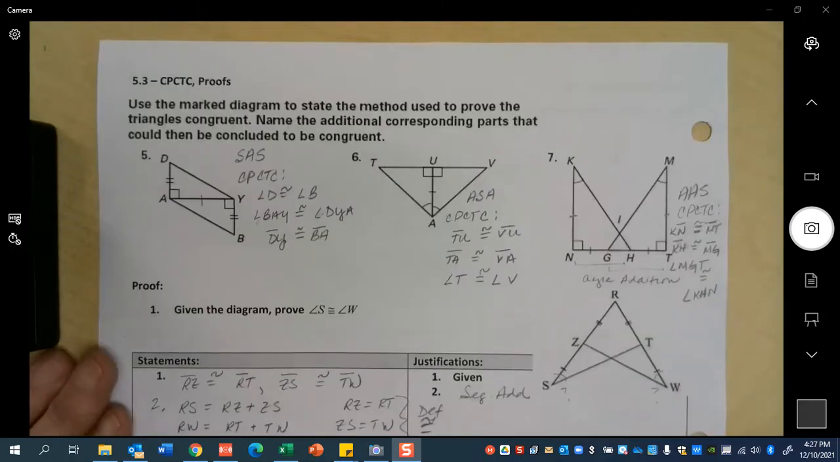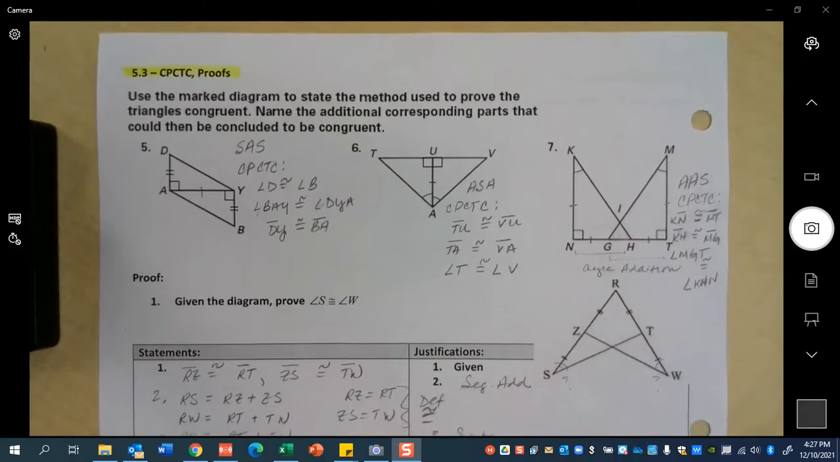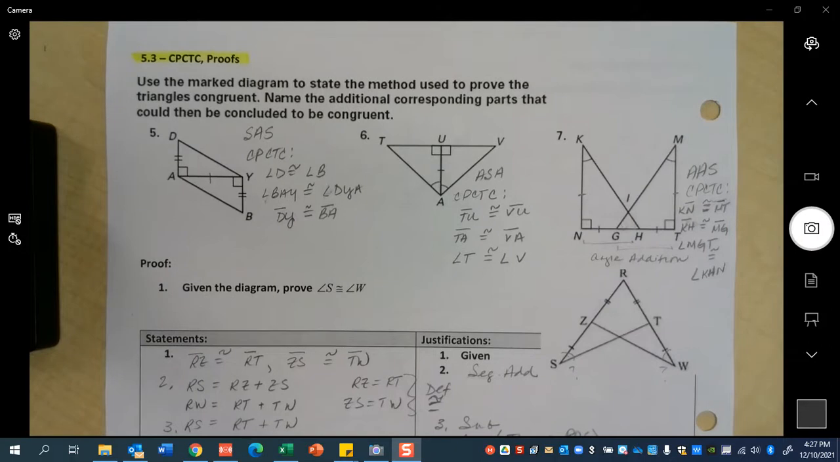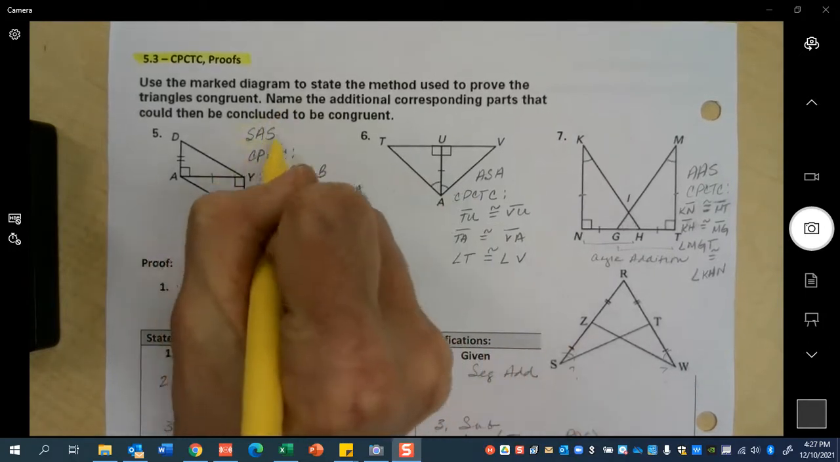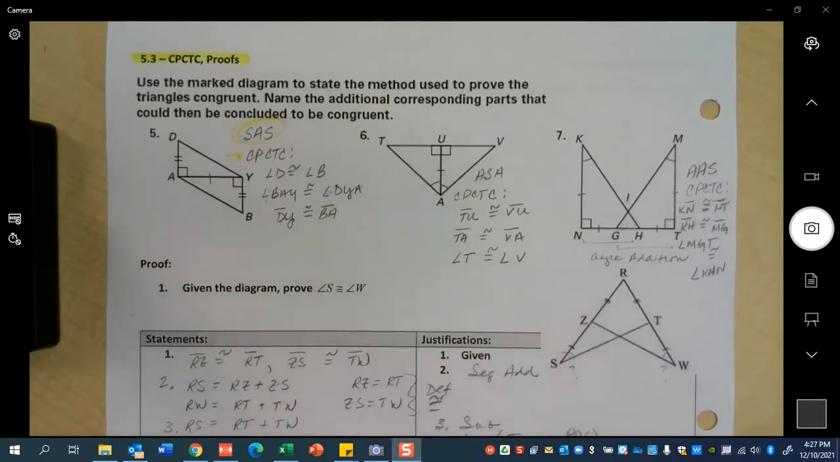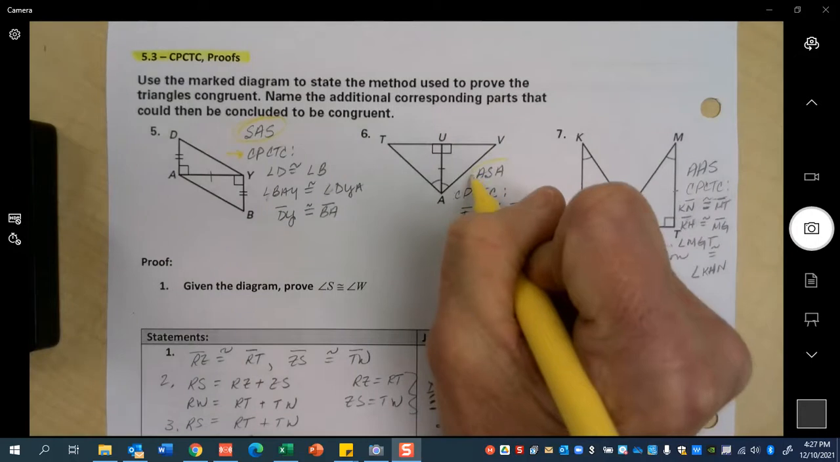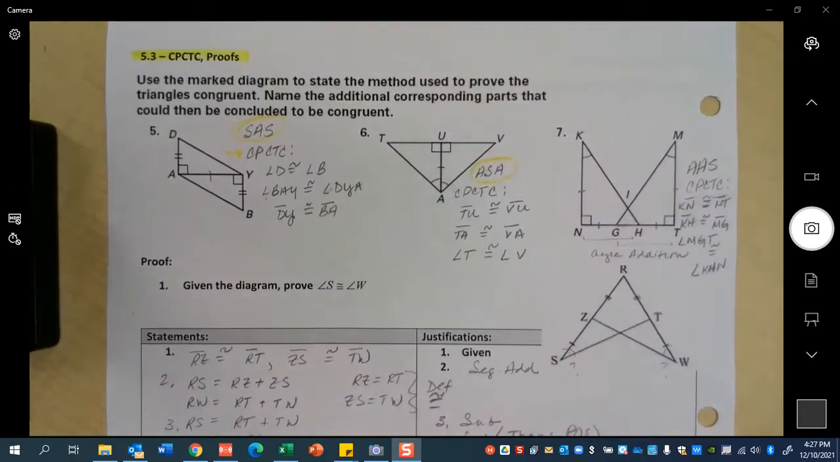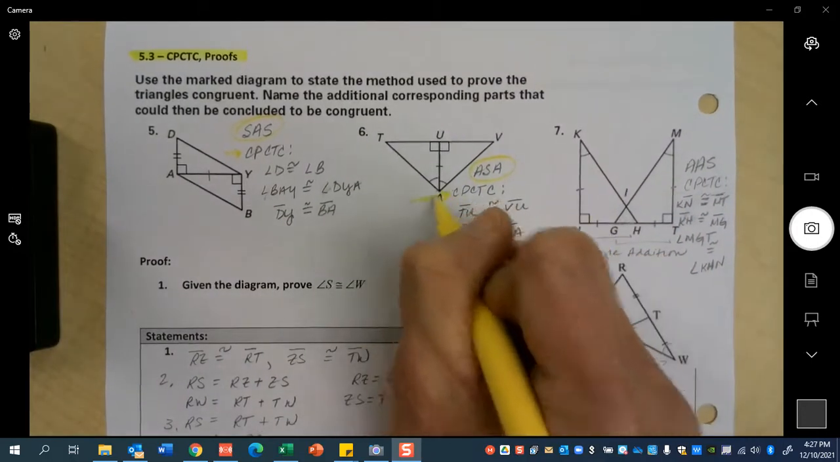All right, so our last section, section 5.3, talking about CPCTC, corresponding parts of congruent triangles are congruent. So what's happening here is I can prove that the triangles are congruent through side angle side, but it's CPCTC, what three additional pieces of information can I get? For number 6, I can prove the triangles are congruent, and then this is my additional information.